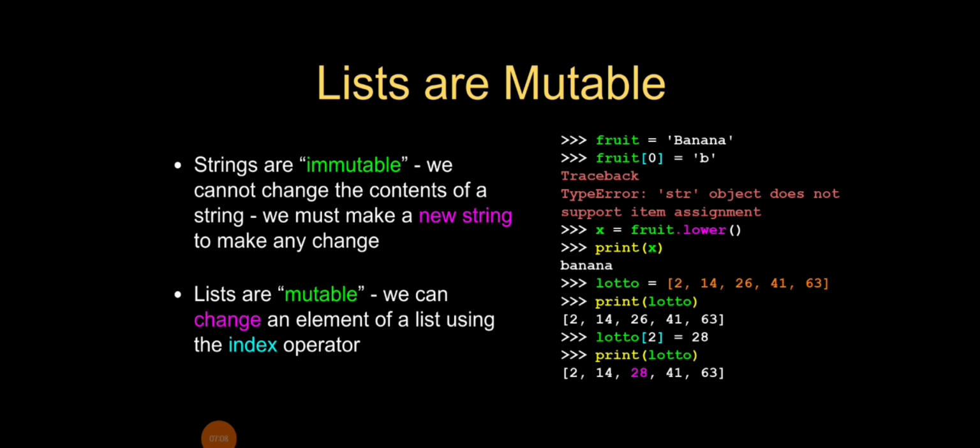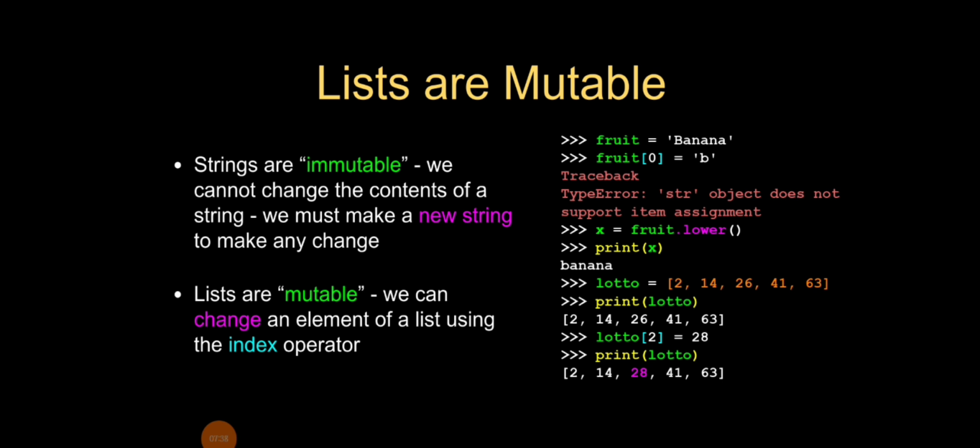First here we are creating a variable called fruit equal to banana. Here fruit of 0 equal to b will create an error, because it does not support item assignment. Next x is equal to fruit dot lower. So here we are changing the word banana into lower case. Next we are printing x. Now banana is printed in lower case.